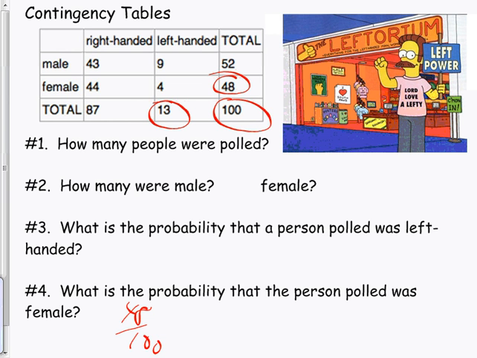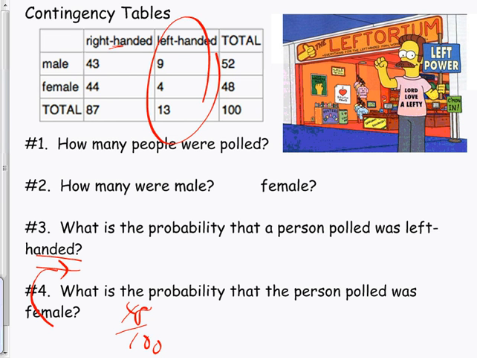Now just think for a second. If I was talking about this previous question where I got a lefty, and then they said, what's the probability they were female? Now do you get I have to only look at the lefties? Because they said we got a lefty. If they said we got a lefty, then it would only be talking about this, not these. None of these numbers matter. It's only the left-handed people. And if we got a left-handed person, then they were saying, what's the probability they were female? Then it would be 4 out of 13.